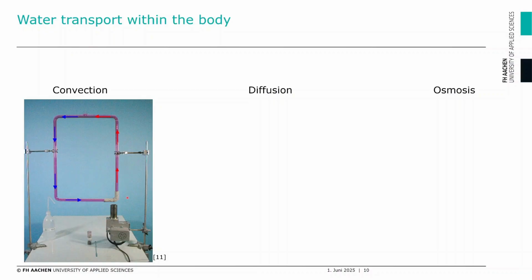This creates an area of high pressure. At the upper end, where the opening is located, there is an area of low pressure. Convection always requires a driving force. This driving force is a pressure difference. Due to the pressure difference, the water is now transported. In the body, this pressure difference is generated from the blood flow from the heart and for the air we breathe in and out. Convection, therefore, describes the transportation of substances through a flowing medium.